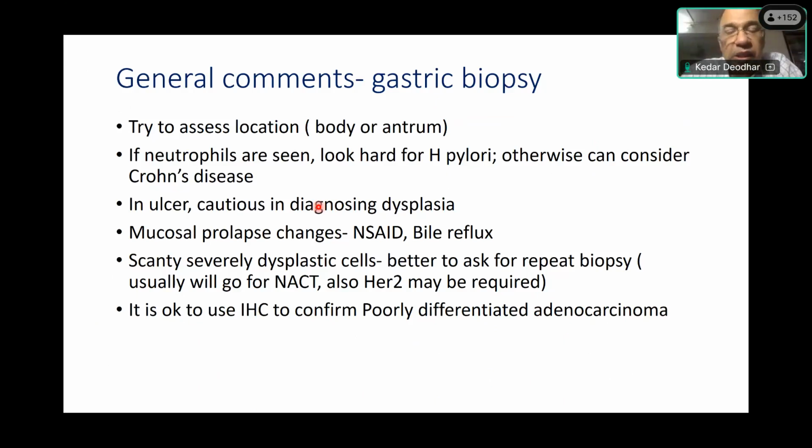And this is actually mentioned in one of the CAP guidelines, that it is better to have a confirmed biopsy and then give the diagnosis, because those are the ones, or many times they will go for pre-operative chemotherapy. And it is okay to use IHC. It's my personal belief that it is okay to use IHC to confirm poorly differentiated adenocarcinoma or poorly cohesive adenocarcinoma, as we see in signet ring adenocarcinoma.